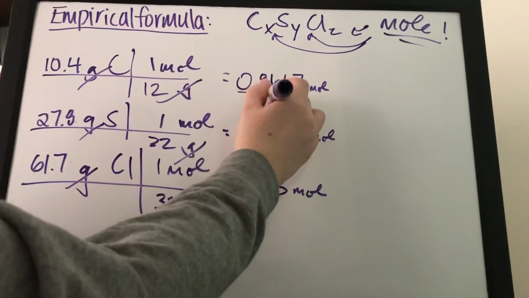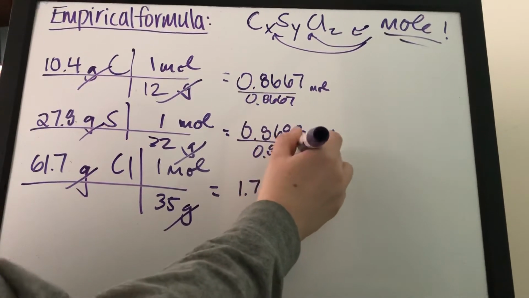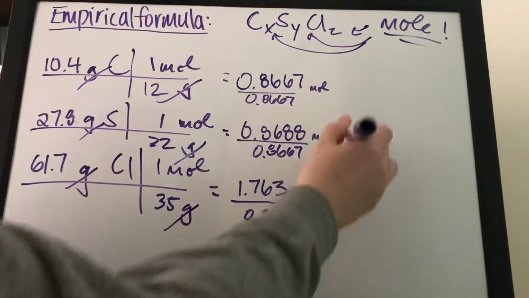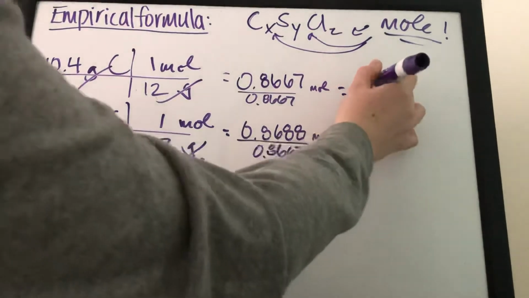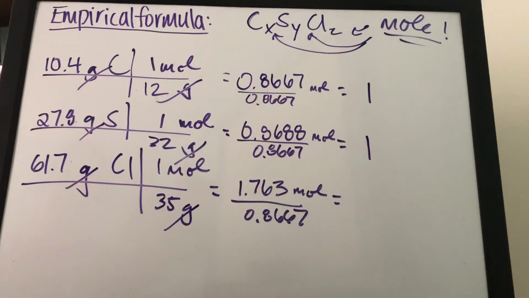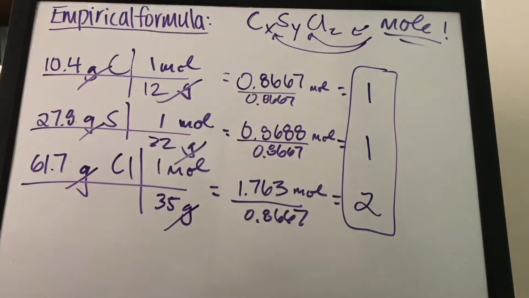So you're going to take that and divide the other ones by that number, and that's going to give you those, for lack of a better word, pretty whole numbers that would lead us to our empirical formula. So this is obviously going to give me 1. This also gives me 1, and the bottom one is going to give me 2. It actually gives me like 2.02 or something like that, but that's close enough.